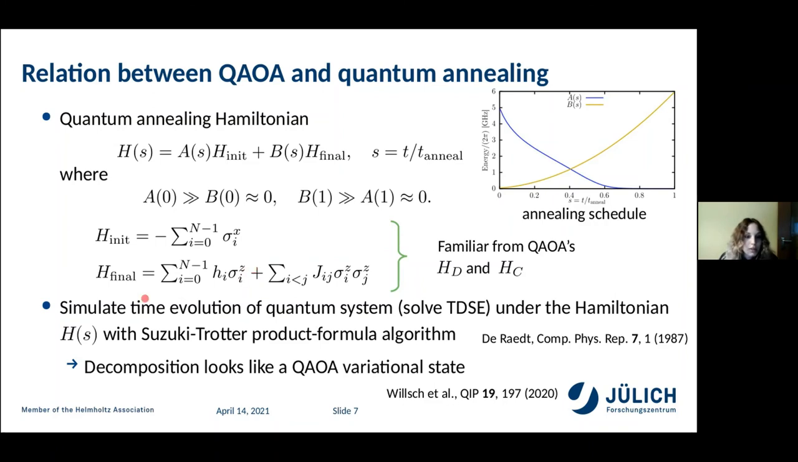If we now want to simulate the time evolution of a quantum annealing process, this means we have to solve the time-dependent Schrödinger equation with this time-dependent Hamiltonian. Then we usually use the Suzuki-Trotter product formula algorithm. And for this, we use the decomposition of the time evolution operator. Then it looks like the QAOA variational state.